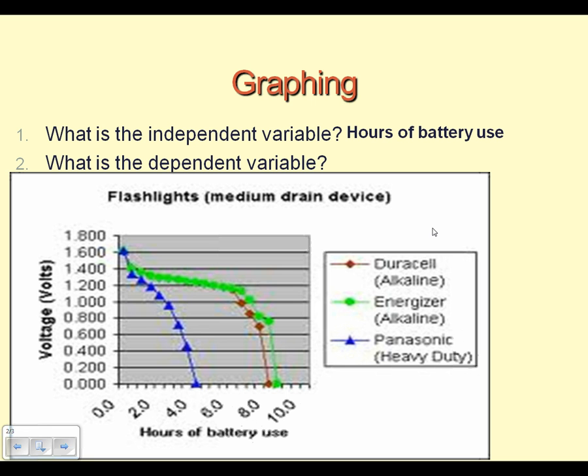The dependent variable, that's what's being measured. So what are they actually measuring here? They're measuring the volts. They want to know the voltage in volts. So our dependent variable happens to be the voltage in volts.